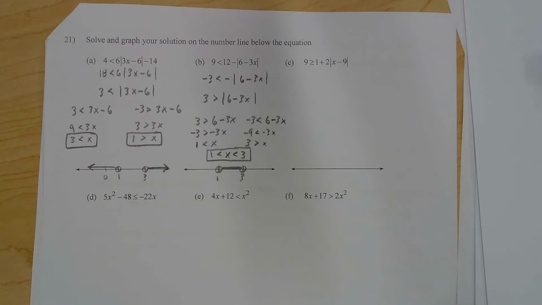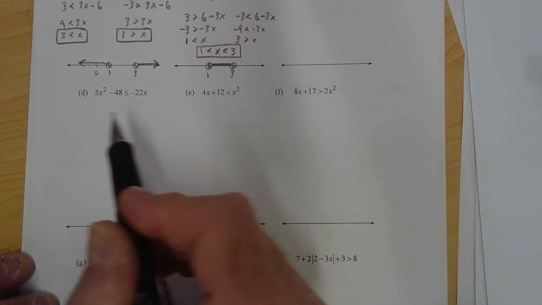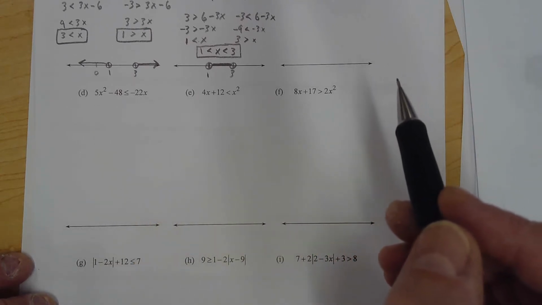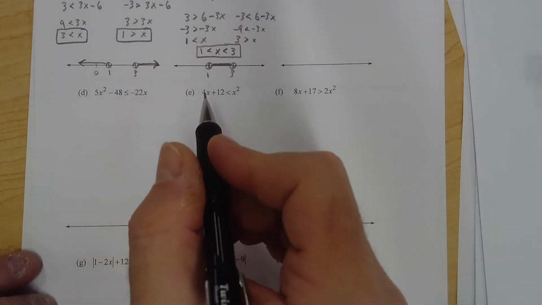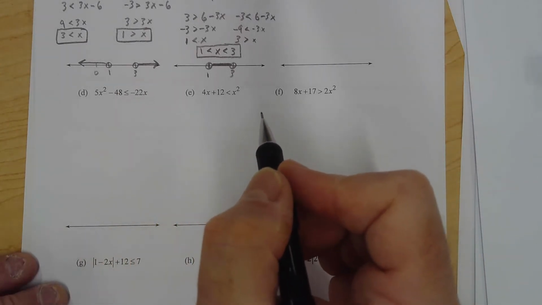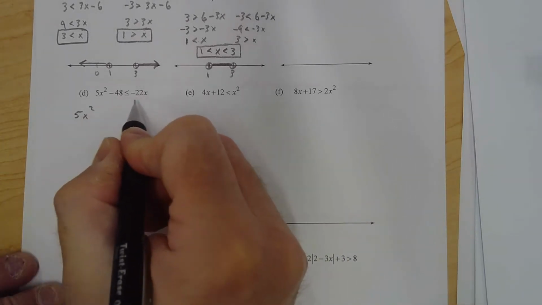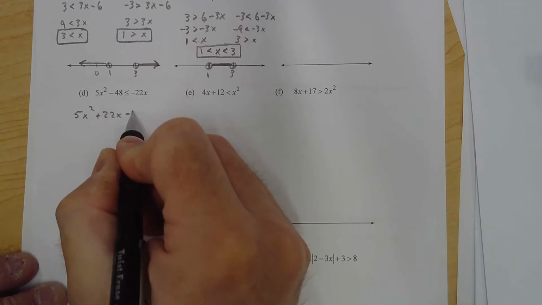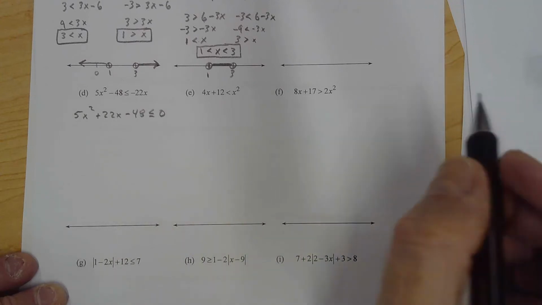Okay, let me pause that. All right, I'm going to jump down and do D here. These are our quadratics that have the inequalities in them. So, first thing we need to do is move everything to one side so that the equation is equal to 0 so that we can factor it. So I'm going to rearrange this problem, keeping the 5x squared there, move the 22x over by adding it, sticking it in the middle, and then the minus 48 would go here. So our equation has 0.